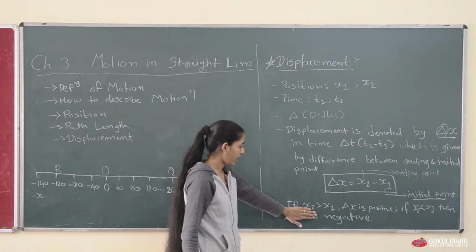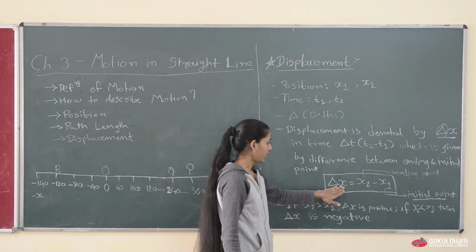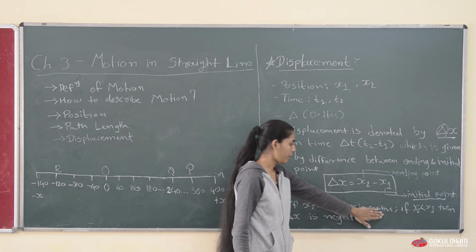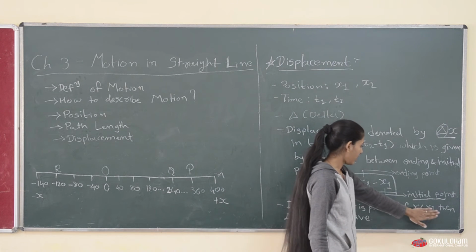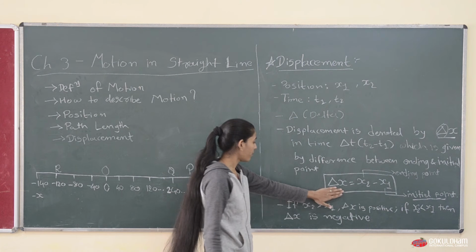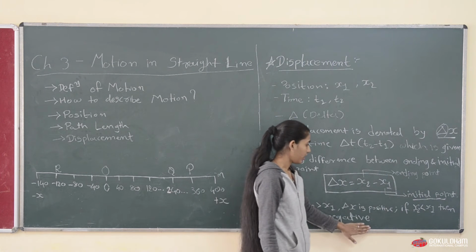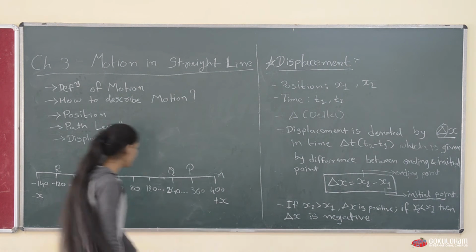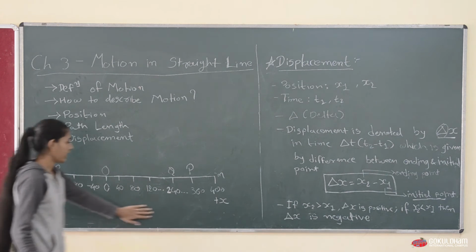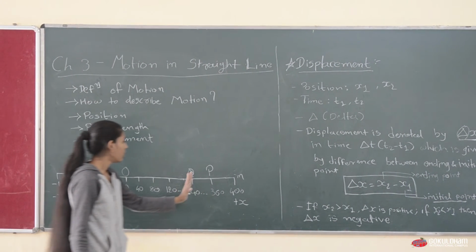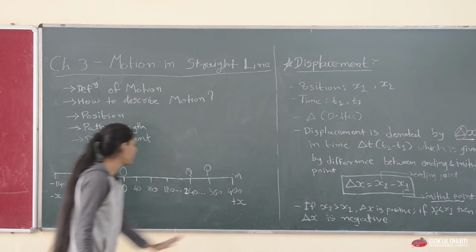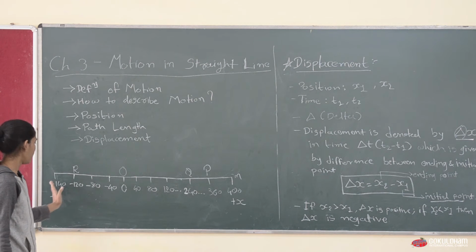If the value of x2 is greater than x1, then our answer of displacement will be positive. But if the value of x2 is less than x1, then the answer of our displacement will be negative. Let's take an example. We have seen this already. Our origin point is 0 and it goes up to 400 meters forward and backward.